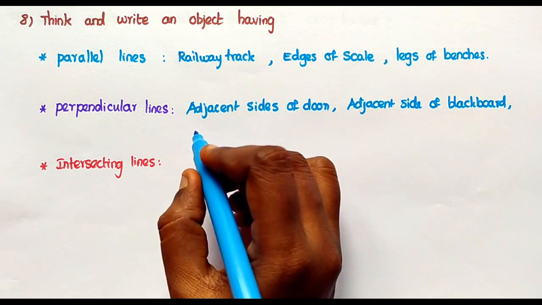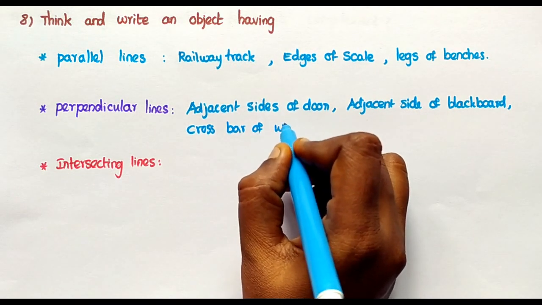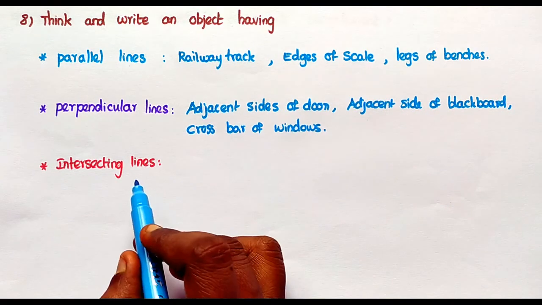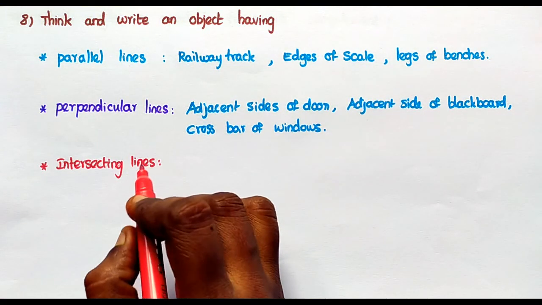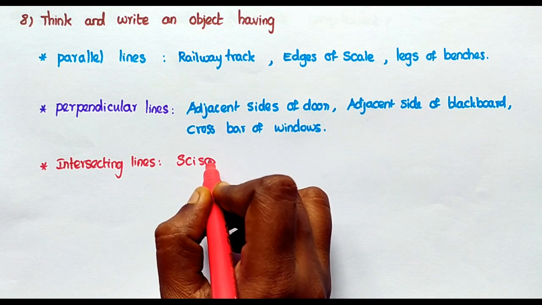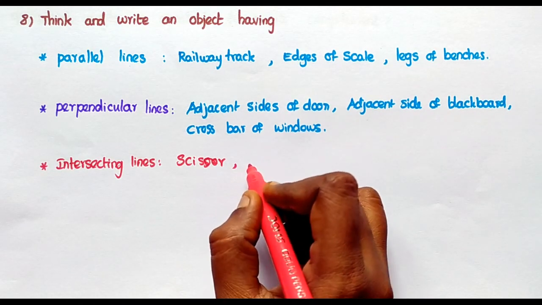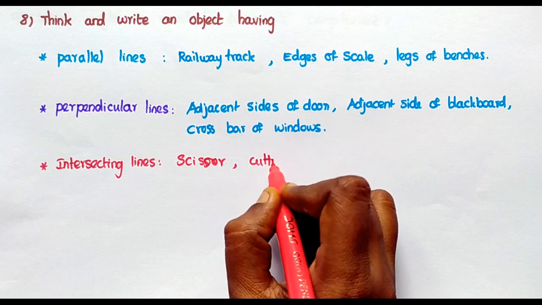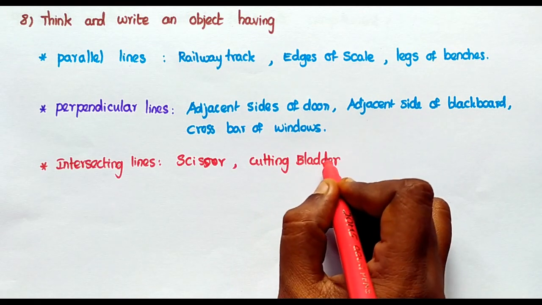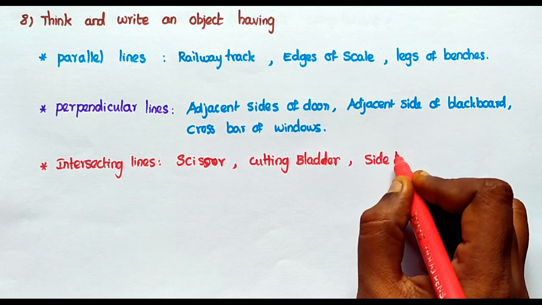And cross bar of windows. Next one, intersecting line. Intersecting line, that is scissor. And then we use cutting blade. You know that? And then side bar of windows.